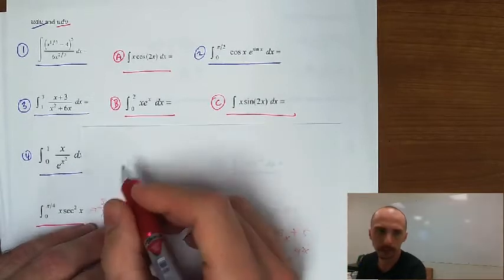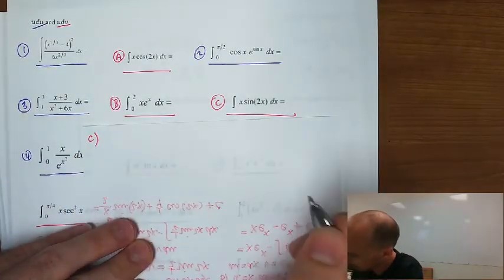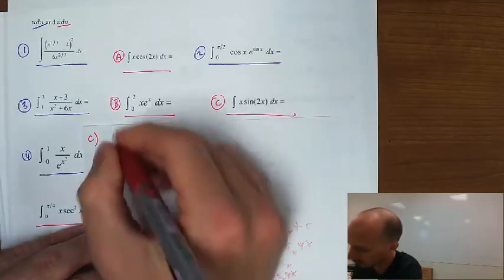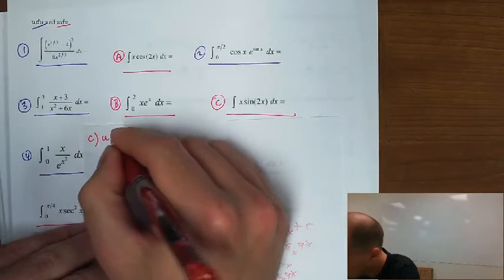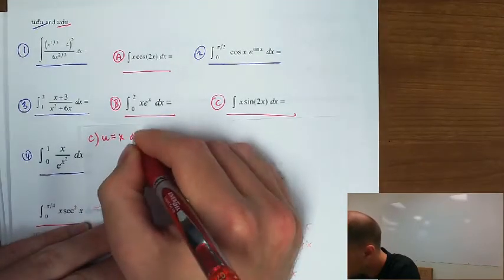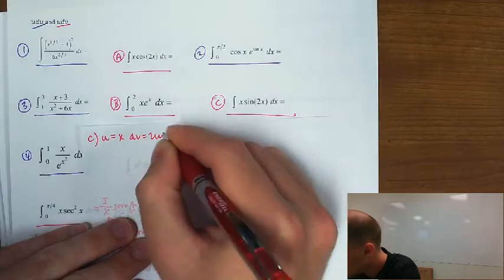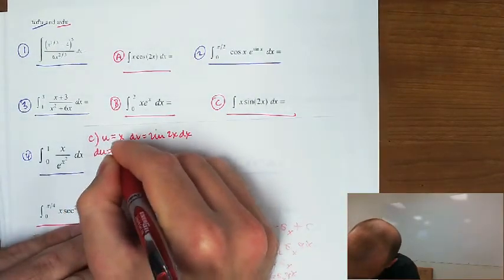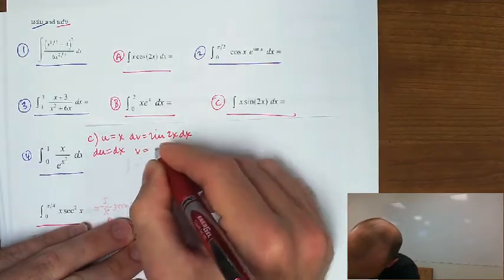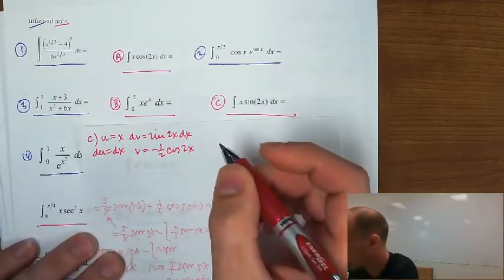It's starting to bleed through, but I'll avoid that area. Algebra before trig. This is going to be very similar to A, but that'll be all right. u equals x, dv equals sine 2x dx, meaning that du is dx and v is negative half of cosine of 2x.